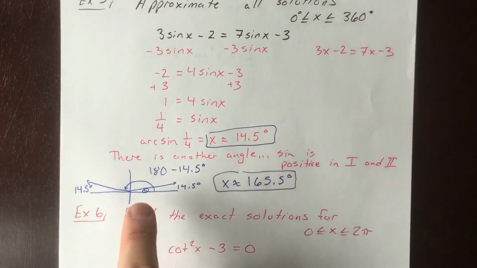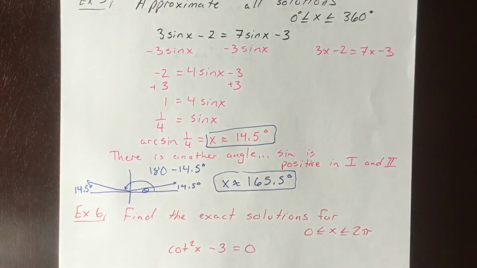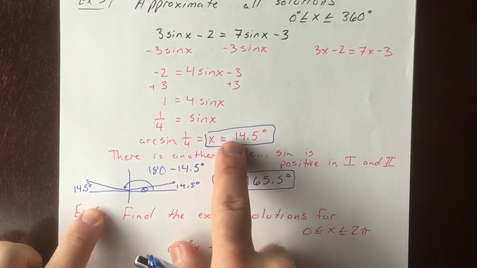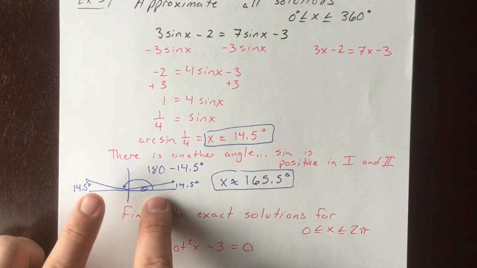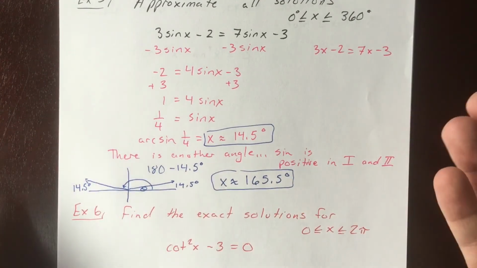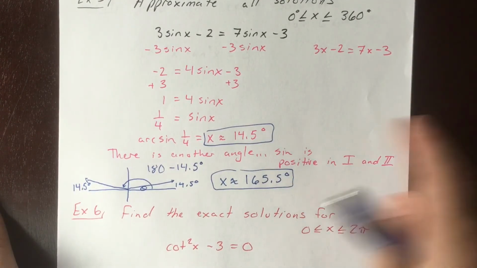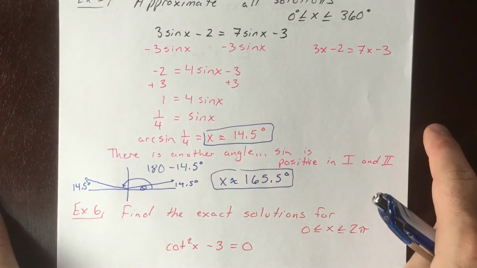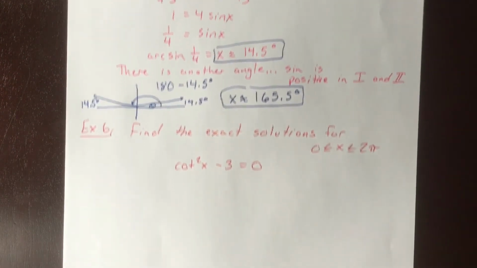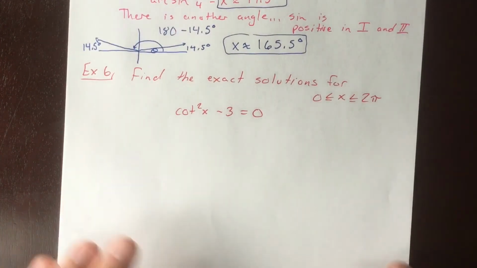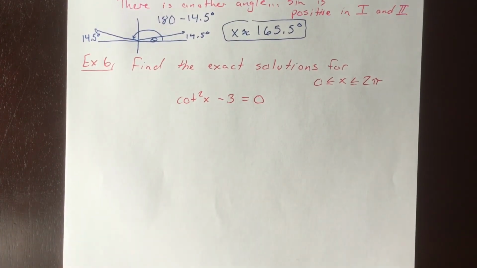All right, so if we were in the third quadrant, so if sine was negative 14.5, that would mean that we have an angle in the fourth quadrant and in the third quadrant, and we would find the other in a similar fashion, using 180 or 360 there. Okay, so closing. That's a lie. We have 2 more examples for you here.